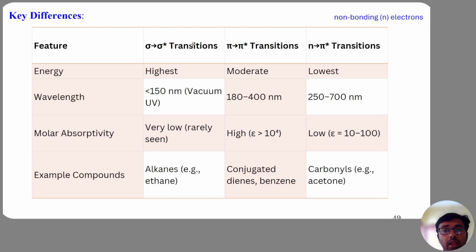Whereas n to pi star transitions require the lowest energy, they appear at longer wavelengths from 250 up to 700 nanometers. They are weak transitions with very small absorptivity values. These transitions serve as important diagnostic signatures for carbonyl compounds such as acetone.